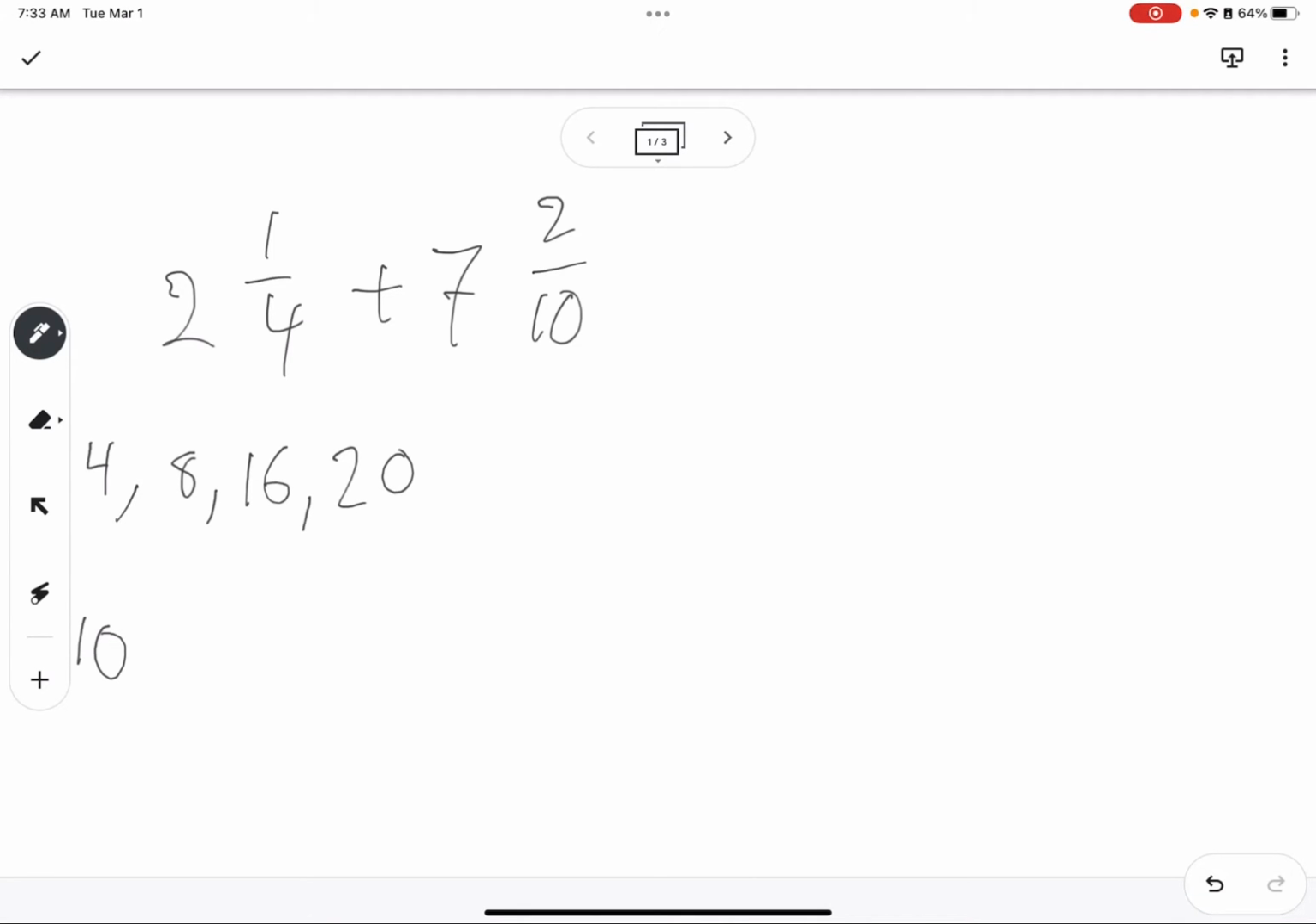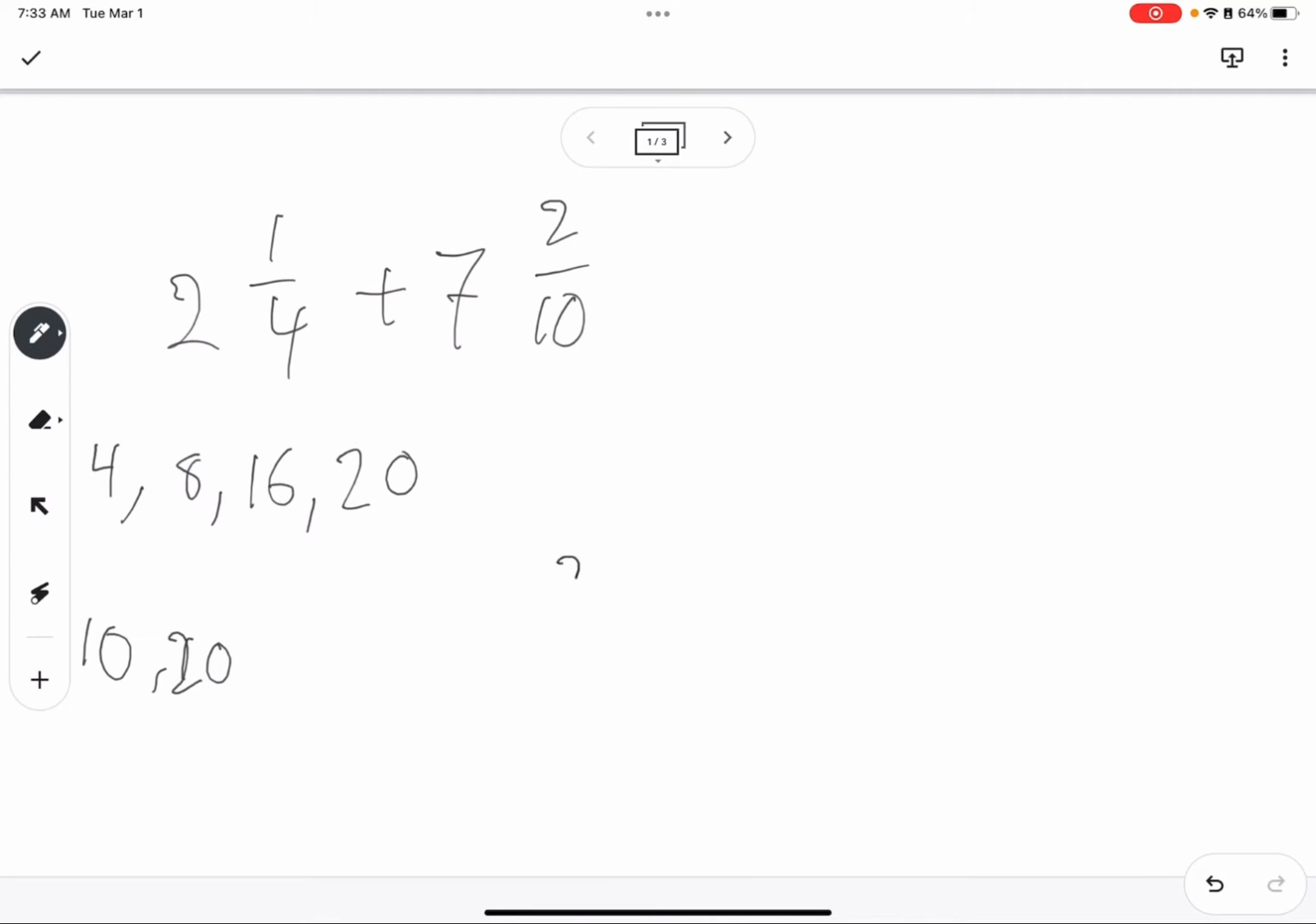And now I'm going to try with the 10. So I got 10, 20. Oh, look, here's my least common denominator. Some people might just multiply the 10 by the 4. They would have gotten 40, but now you've got to simplify at the end. If you find the least common denominator, you don't have to simplify at the end, okay? So 20 is my least common denominator. So I'm going to write a 20 here.